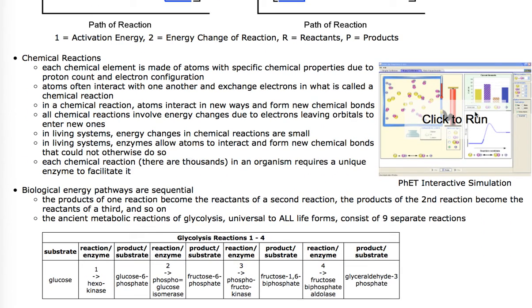Each chemical element is made up of atoms that have properties due to the proton count. Now, we don't have to go hardcore into chemistry here, but part of biology is to understand some chemistry. It turns out that atoms are little structures that are made of protons, neutrons, and electrons. They basically, at times, will exchange electrons with each other, and when that happens, we have what is called a chemical reaction taking place. In chemical reactions, atoms interact and form new chemical bonds from their old chemical bonds. And all chemical reactions involve energy changes due to electrons moving from orbital to orbital.